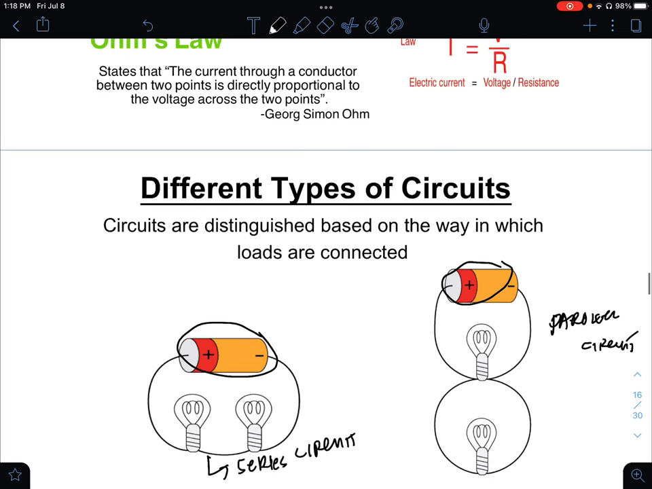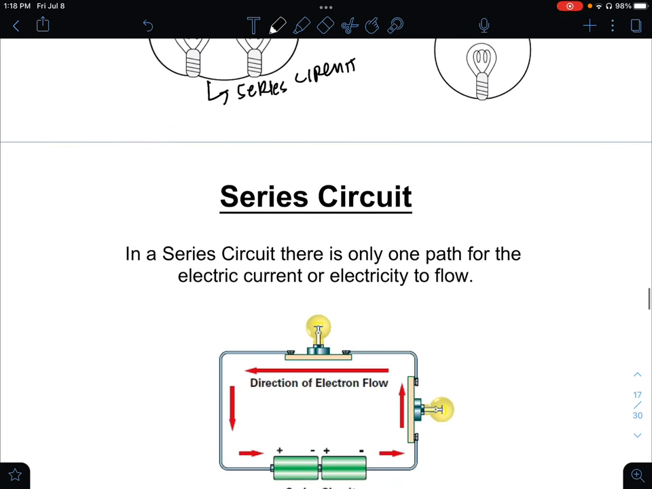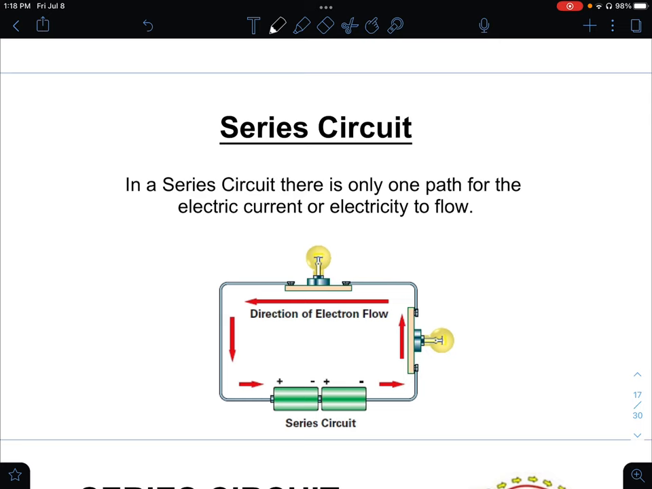Okay, so now let's talk about the series circuit. A series circuit has only one path for the electric current, or electricity, to flow. You can see here there is a battery. Two batteries are connected together, and the flow of electricity is only in one path.